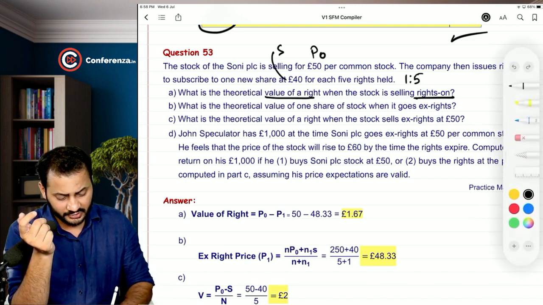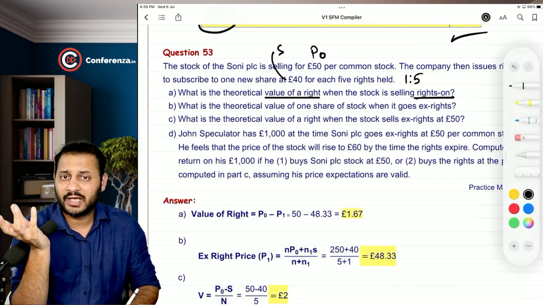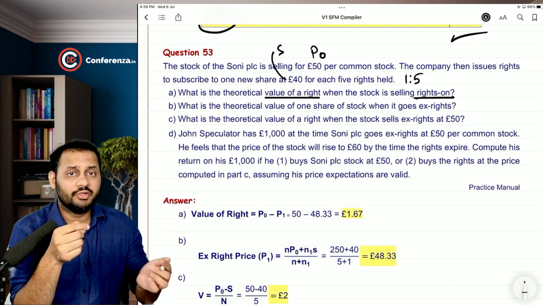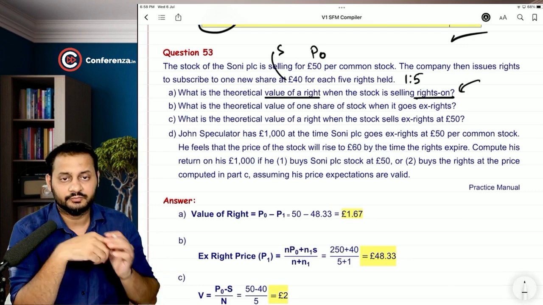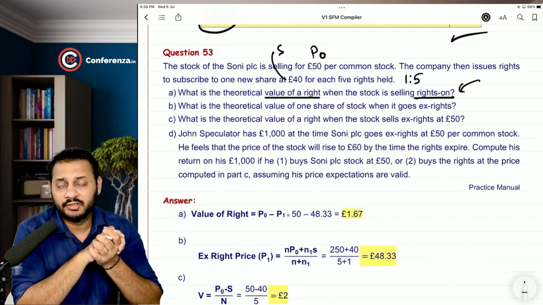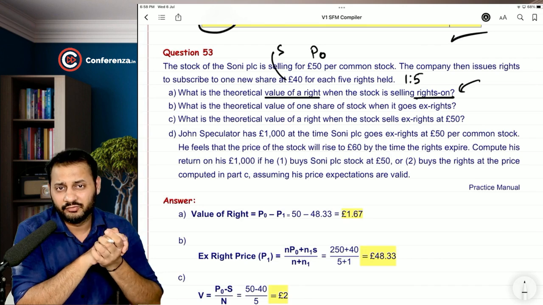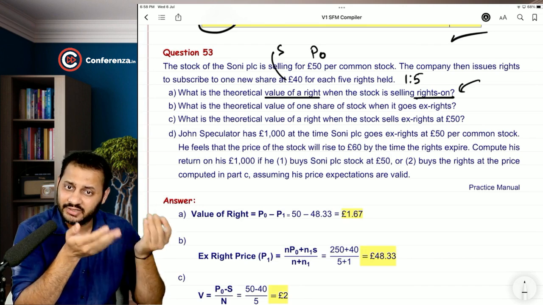And let me tell you one thing. Till this point, all the value of rights that you have calculated was deemed to be rights on. In this question itself, they have asked us separately to calculate it by giving a proper wording for it. Otherwise, we were doing the same thing.